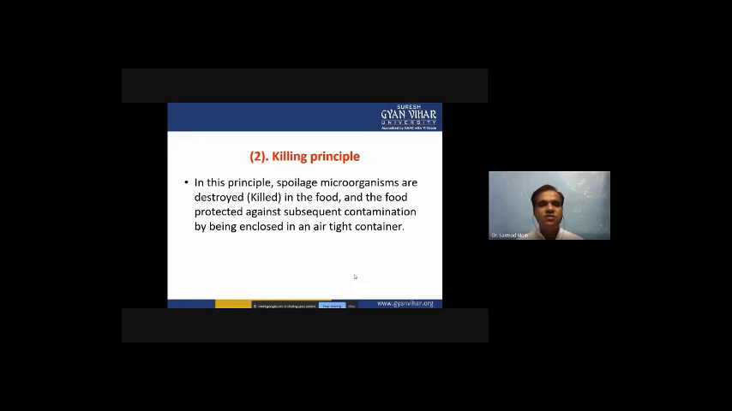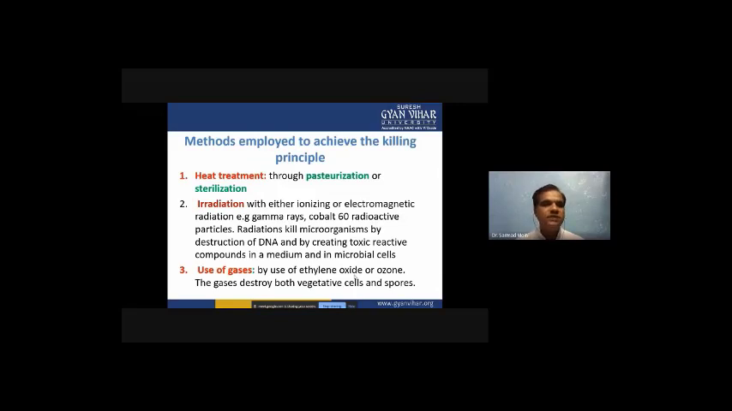In the killing principle, microorganisms are destroyed in the food, and the food is protected against subsequent contamination by being enclosed in an airtight container. Now, the methods employed to achieve the killing principle. First one, heat treatment such as pasteurization or heat sterilization; we can increase the storage time. Irradiation, where we can use ionizing and non-ionizing radiation, and this radiation can kill the microorganisms 100% and increase the storage time.